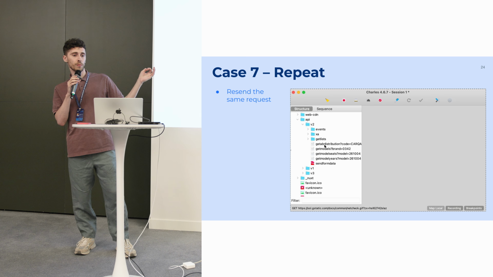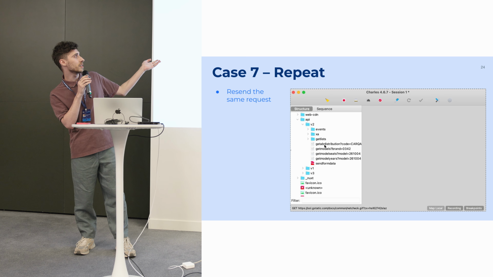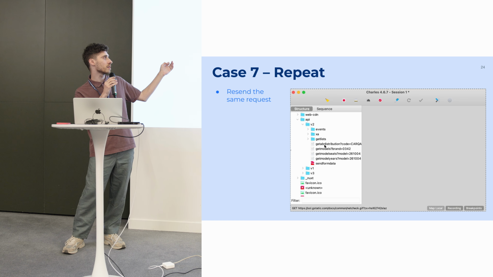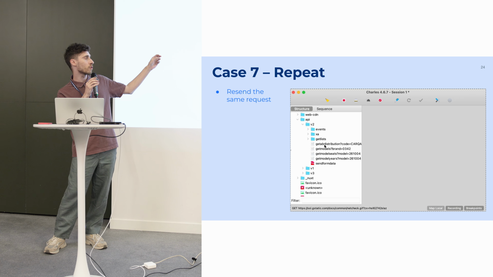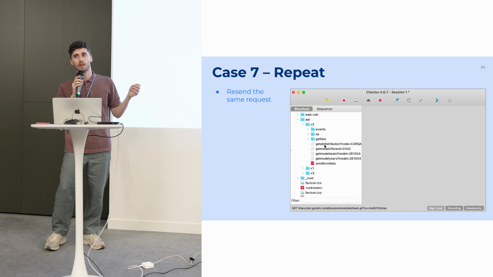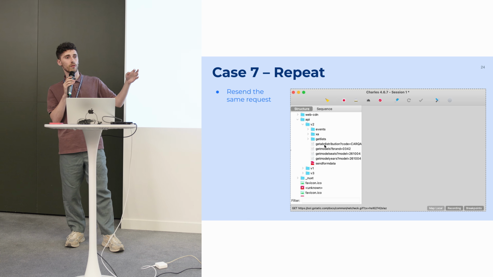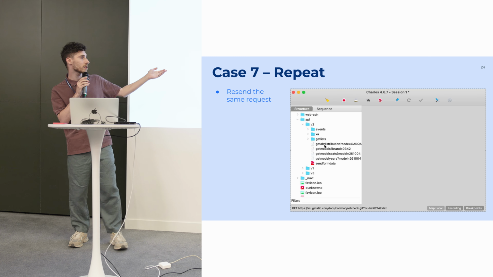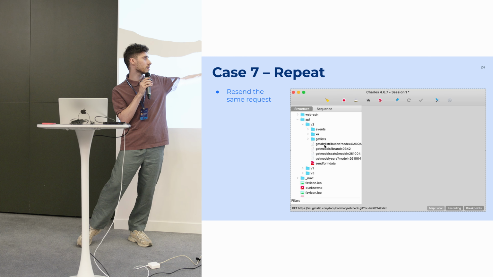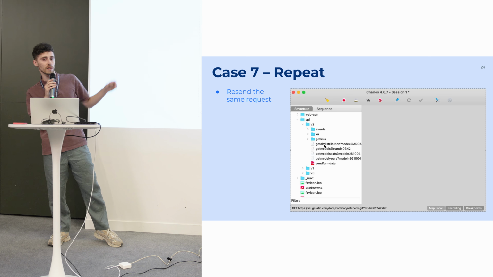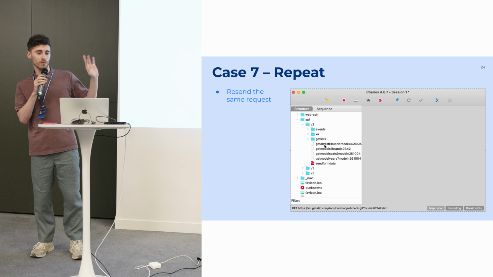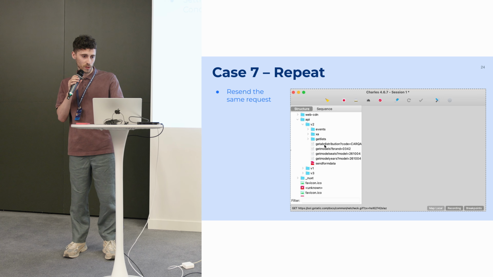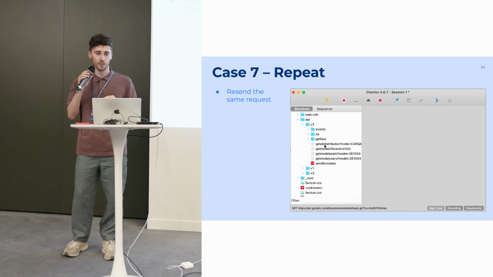Also, one more simple function is the repeat function. I use it when some method failed, for example, and to not reproduce it from the beginning, I can just resend this method, and here I see that it's successful, so it was not a bug, it was just a temporary problem.